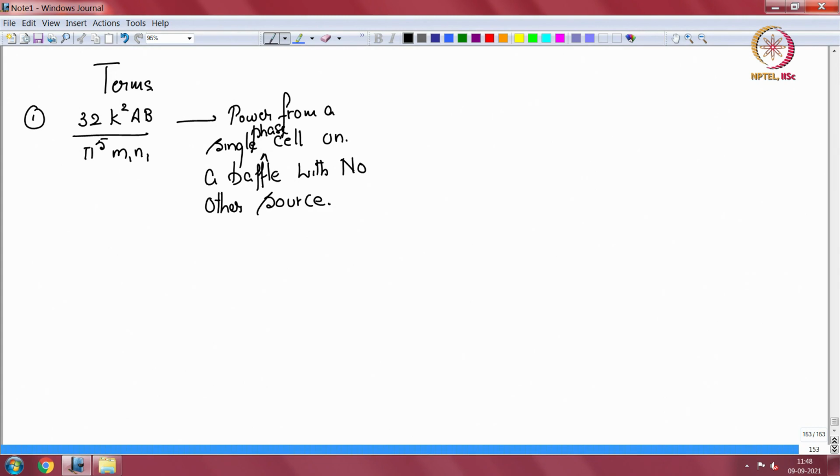Okay, so inside we have what? m1 n1. So this multiplied by m1 n1 is the power from all the monopoles. There are m1 n1 phase cells, so for all the phase cells, that's the first term.